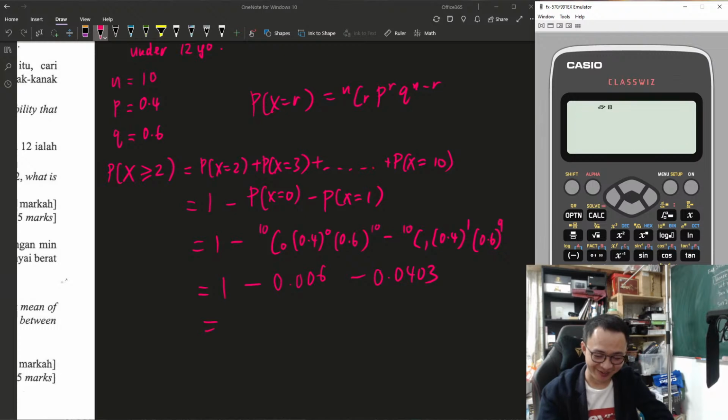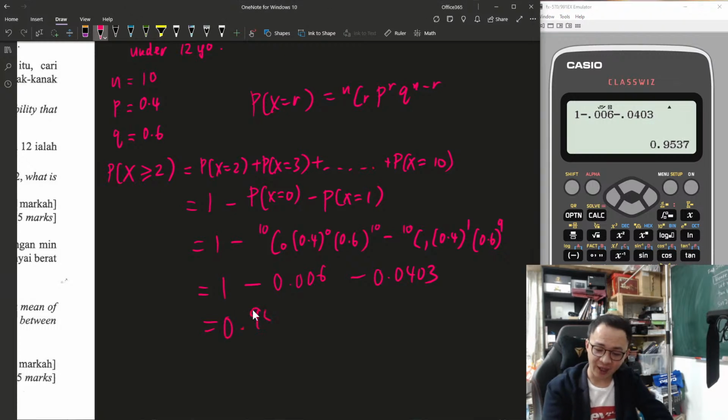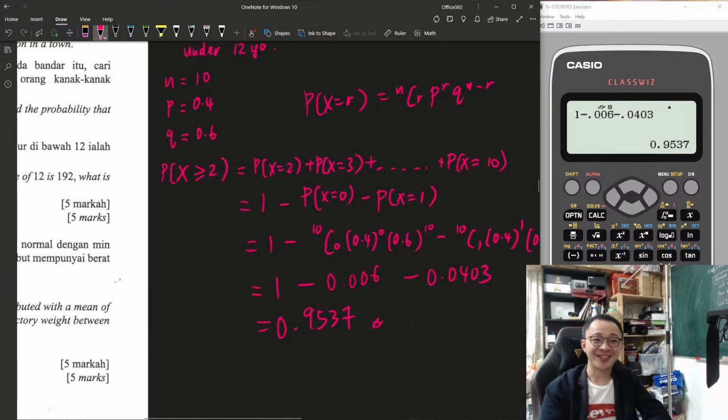Never mind, I go out and minus again. 1 minus 0.006 minus 0.0403. So I will get 0.9537. This is the chance that in the town, if you want to select at least 2 children under 12 years old, you have about 95%. So it's a very, very high chance of getting that.